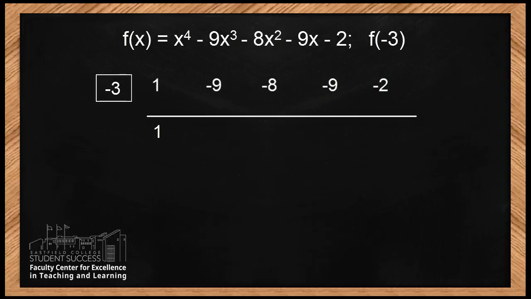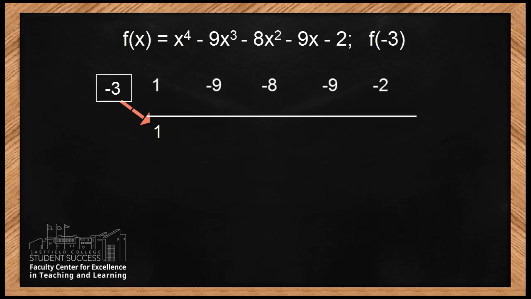We will use synthetic division, so we're going to divide by negative 3. Do not, again, change the sign of that negative 3. Okay? Let's perform synthetic division. We will bring down the first number, whatever it is, you just bring it down. But once you bring it down, multiply. Okay? Let's look at how it's going to work.